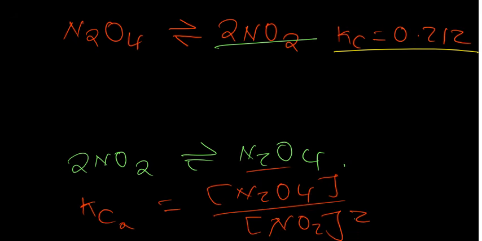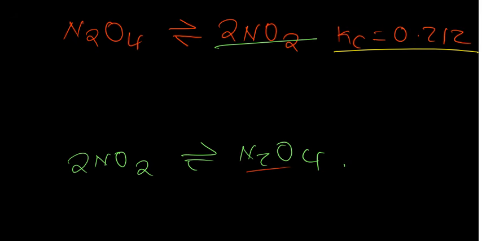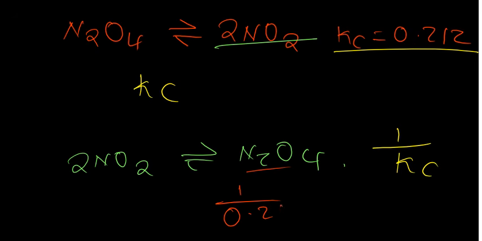So therefore, we've seen that these are just reciprocals. If I'm given a Kc value of one reaction, and I reverse it, the Kc of the next reaction is going to be 1 over Kc. It is just going to be 1 divided by that. So therefore, the Kc for this reaction is 1 over 0.212, which if you divide will give you 4.72.